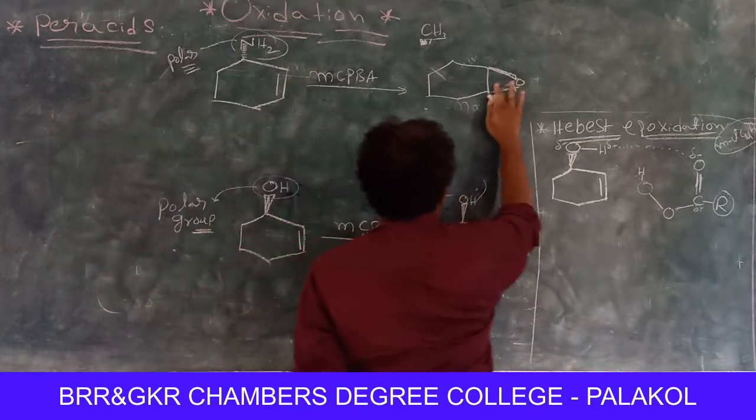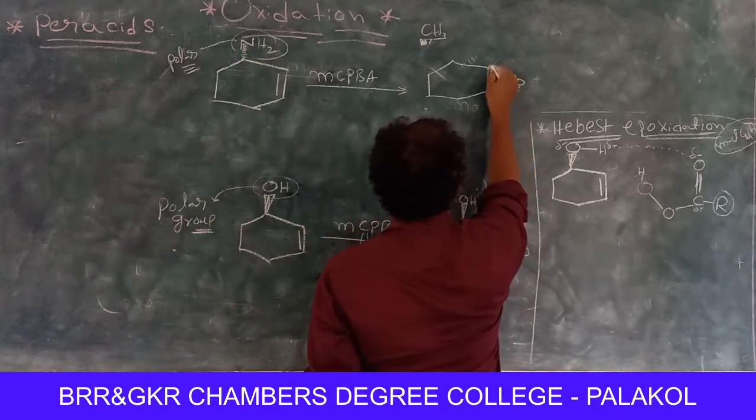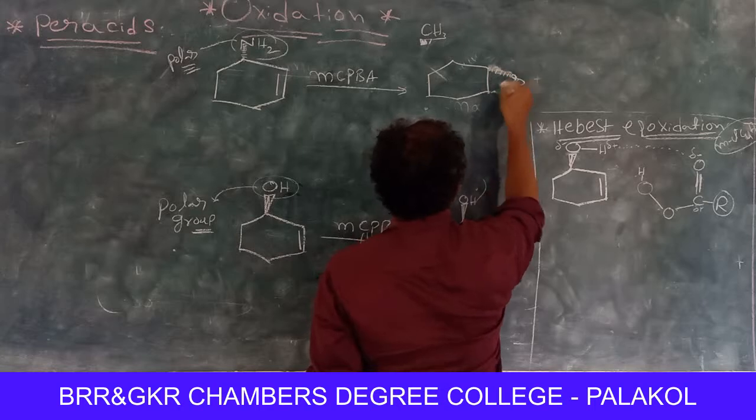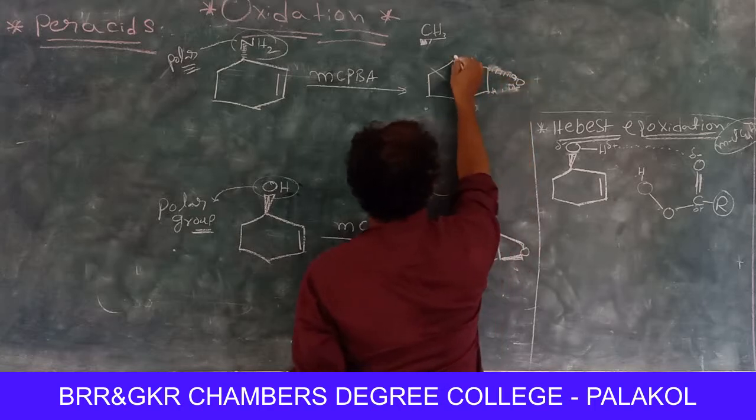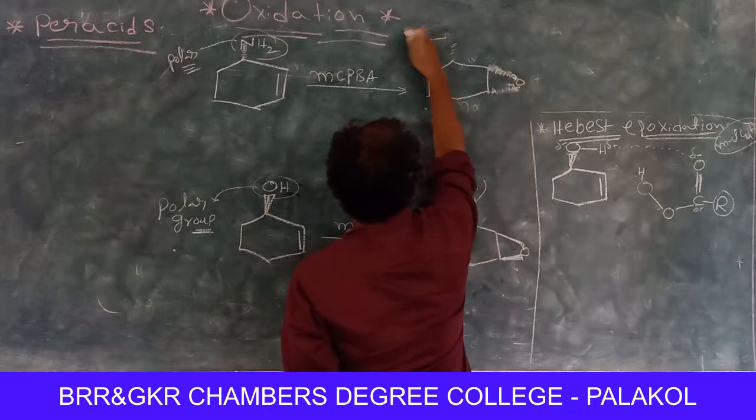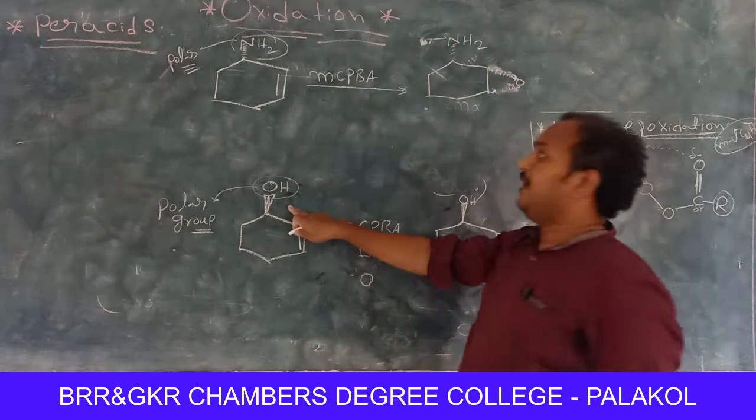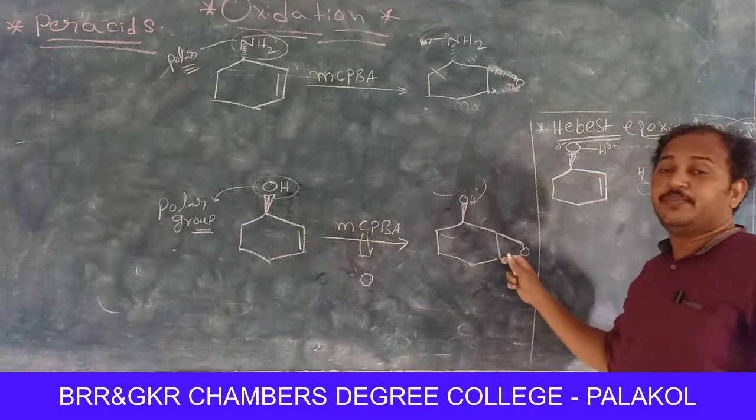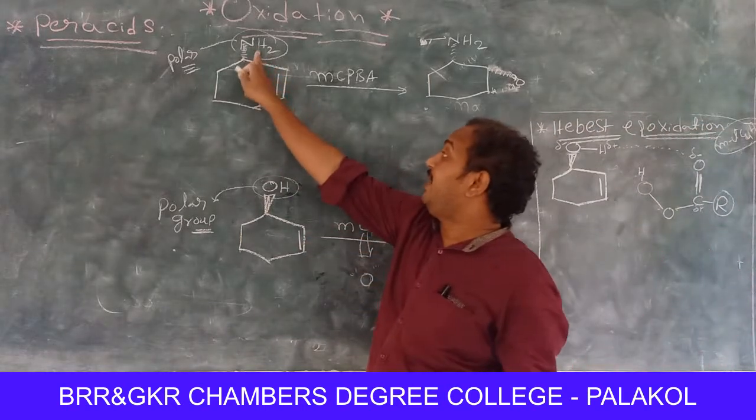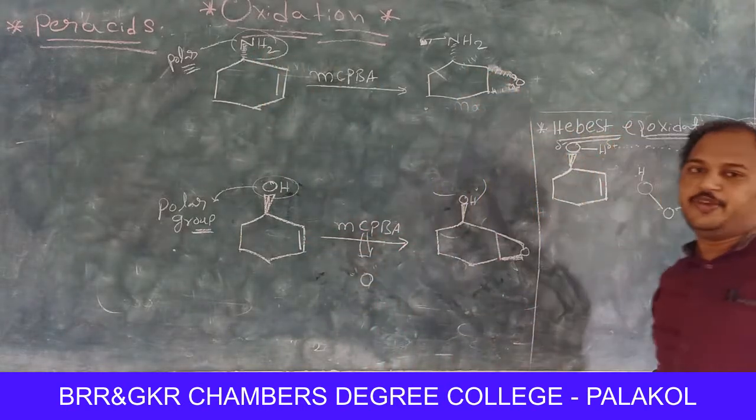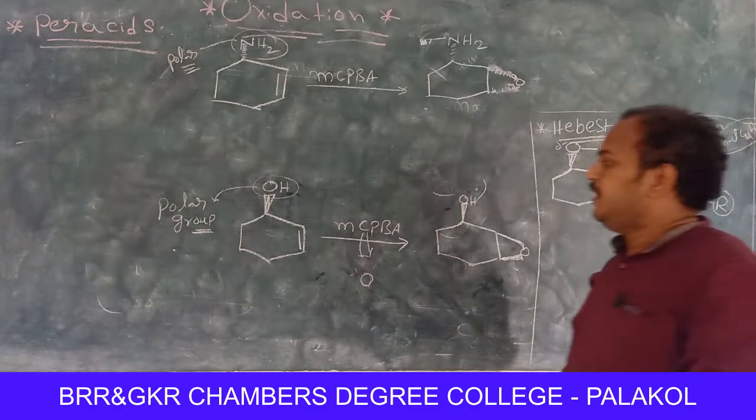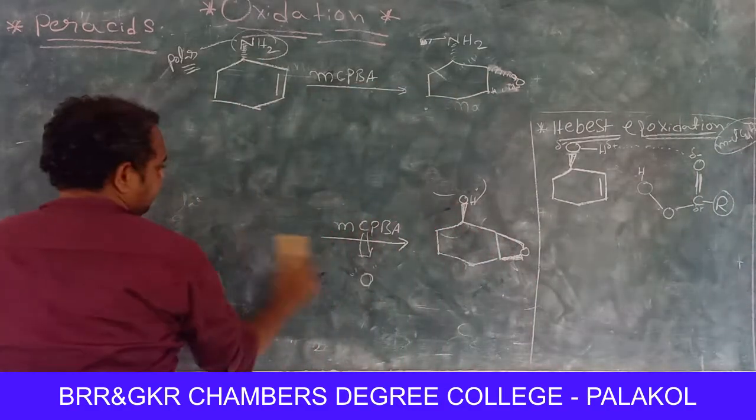Then we will get the below the plane epoxide, right? If it is present above the plane, you will get the above the plane epoxide. If it is present below the plane, you will get the below the plane epoxide. That is the difference, right?